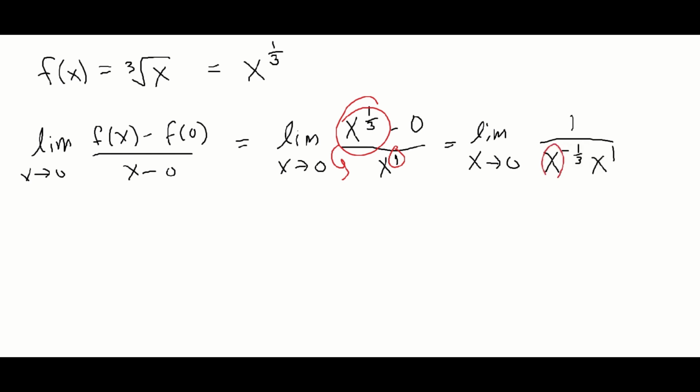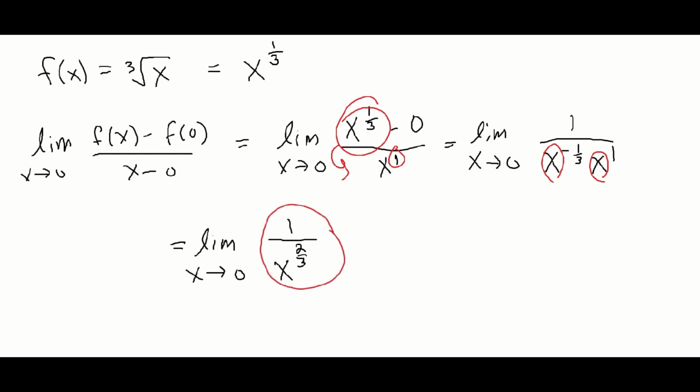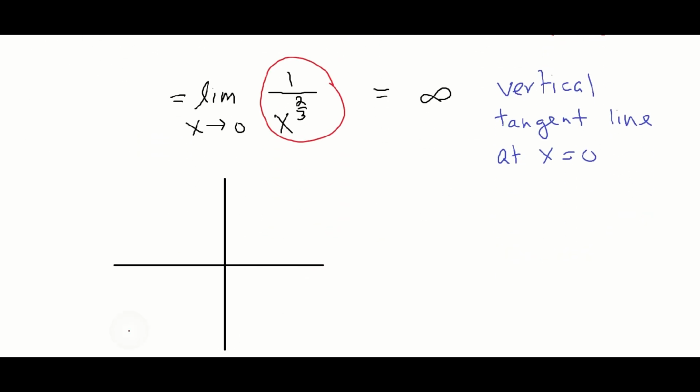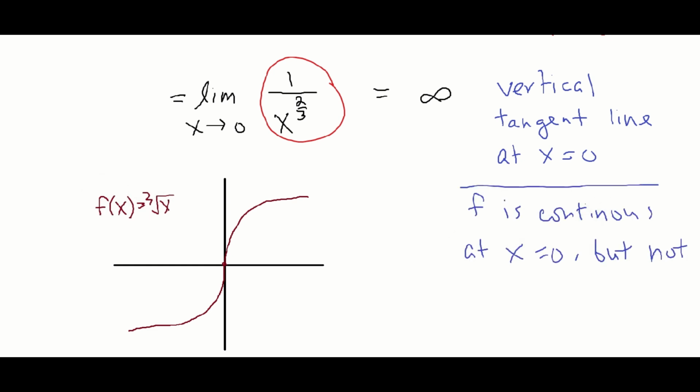Since these both share a common base, when we multiply them, we can add the exponents. As x approaches 0, this number gets larger and larger. The limit is infinite, so we can conclude that the tangent line is vertical at x equals 0. So even though the function is continuous at x equals 0, it's not differentiable.